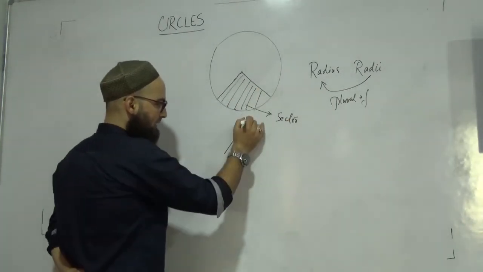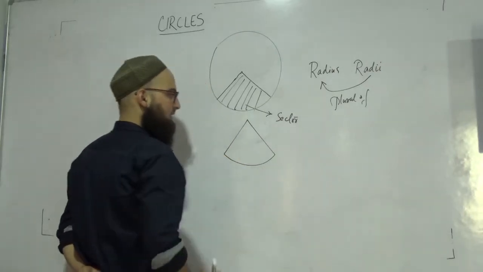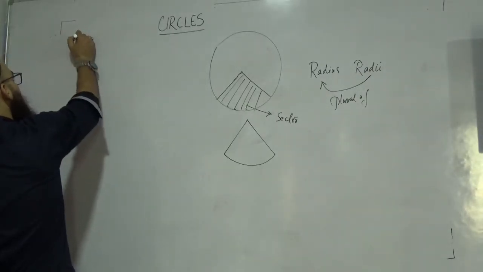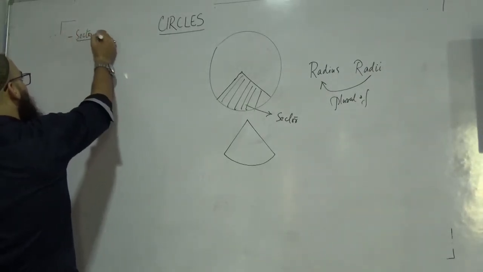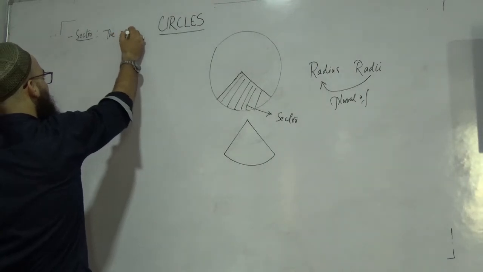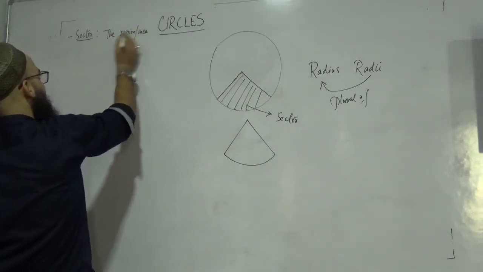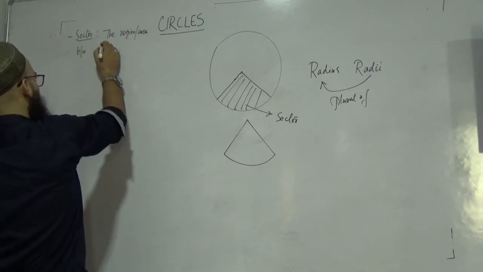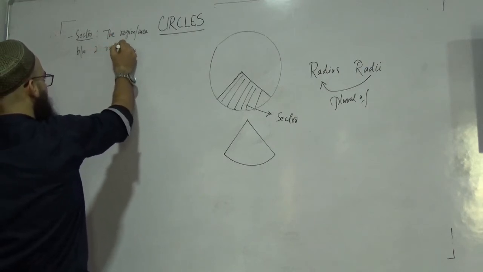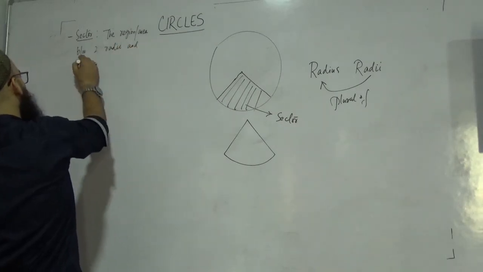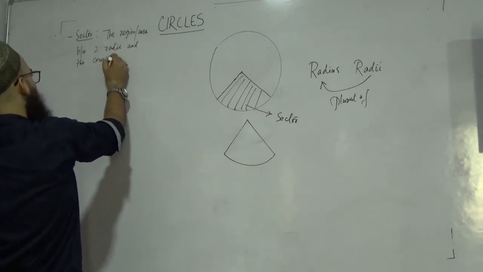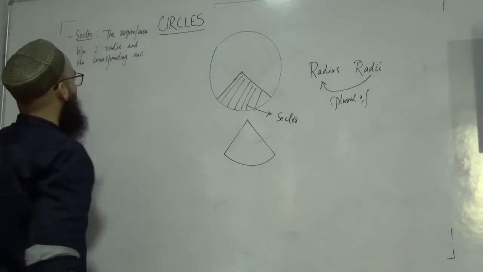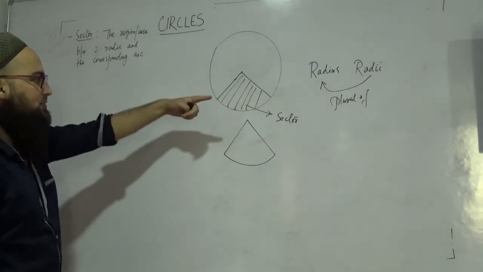So if I cut the portion like this, it is a sector. So we have one more definition, that is sector. The region, or you can say area, between two radii and the corresponding arc. The area between two radii and the corresponding arc.